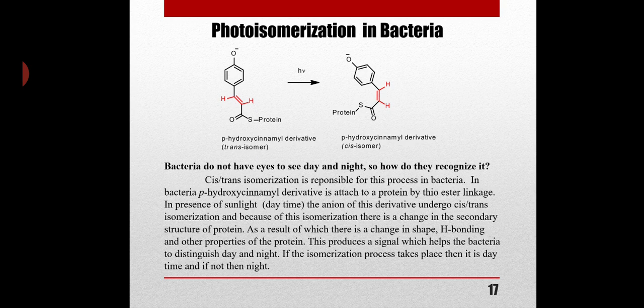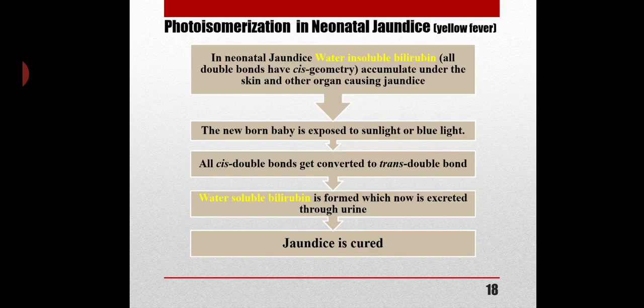Another example of cis-trans isomerization is seen in neonatal jaundice. Some babies are born with jaundice, that is yellow fever. In that case, all double bonds in bilirubin exist in cis geometry. Bilirubin in this form is less polar, hydrophobic and water insoluble. This water insoluble bilirubin accumulates under the skin and other organs, causing jaundice.